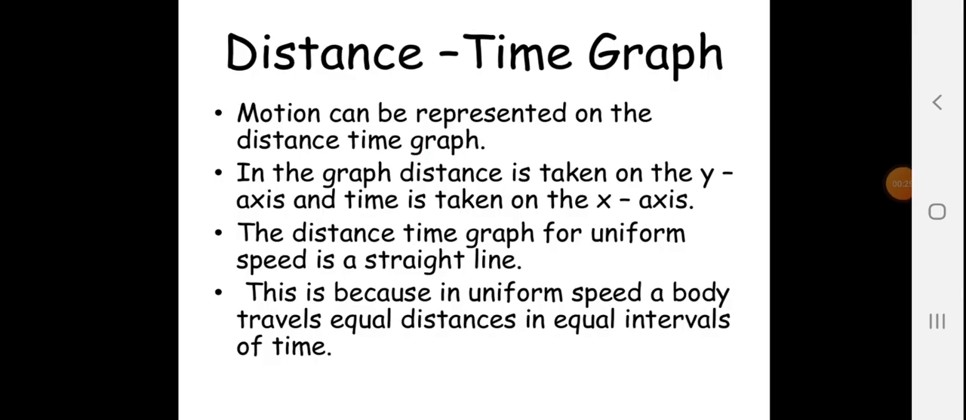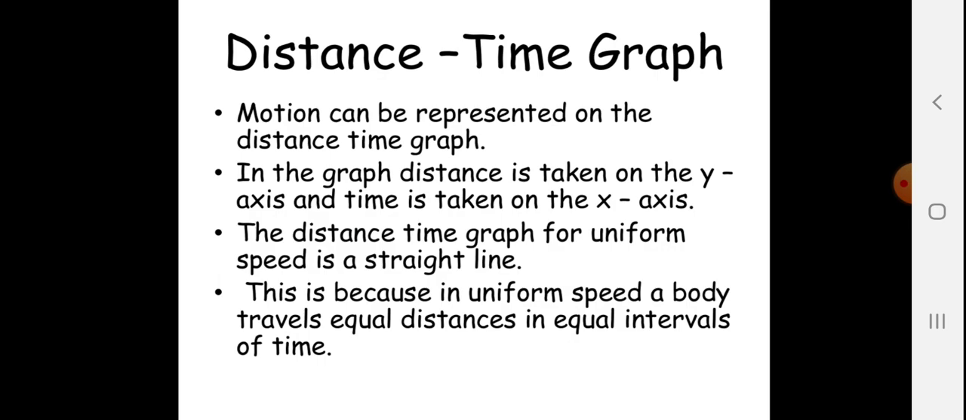Let's start with the distance against time graph. Sometimes just by plotting the distance a vehicle has traveled in a particular given time, you can also find out the speed, velocity and acceleration using the graph. So motion can be represented on the distance-time graph, and using the graph you can figure out whether the motion of that car or vehicle is uniform or non-uniform or any other type of motion.